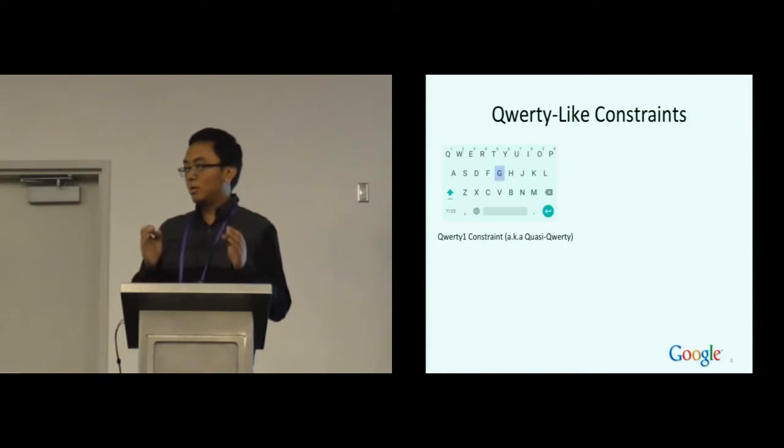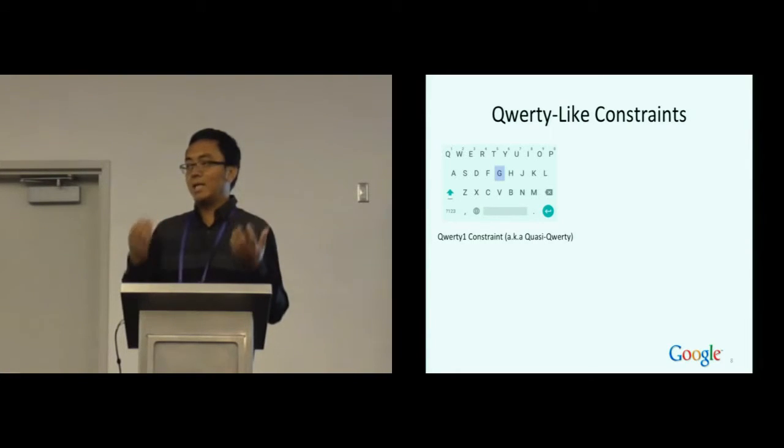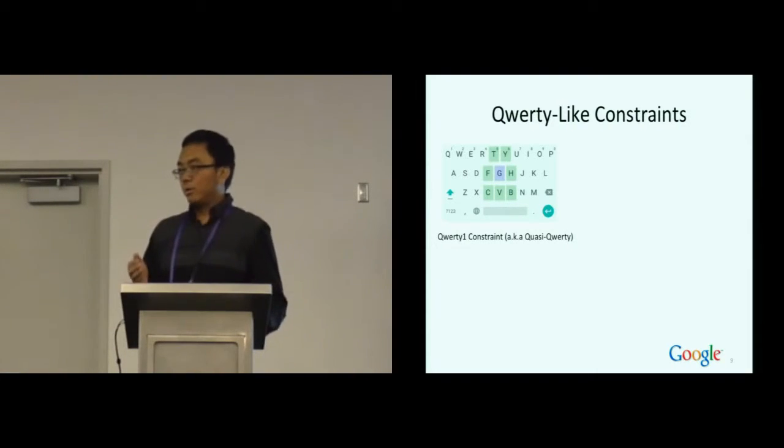So we look at three kinds of Qwerty constraints here. The first one, we call the Qwerty1 constraint. It is also known as preset Qwerty in previous work. So basically, given a letter on a layout, its new position can only be at most one key away from its Qwerty position. We call this position a Qwerty neighbor. So for letter G on a layout, the possible new locations for G are these 8 slots.